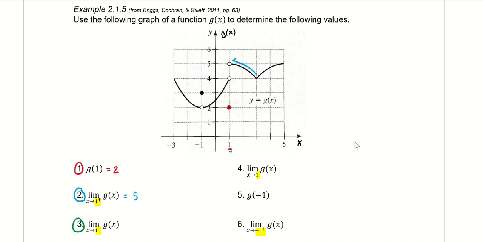What about from the other direction? The limit of g of x as x approaches 1 from the left. So we still care about what's going on close to x equals 1, but now we're approaching it from this side. So if I look at my function as I'm getting closer and closer from the left-hand side, it looks like my function value is approaching a 4. So the left-hand limit as x approaches 1 from the left is 4.